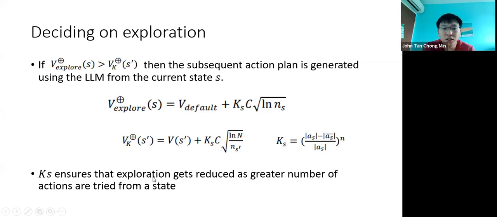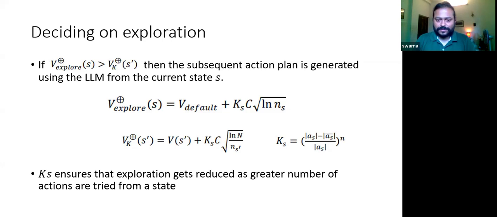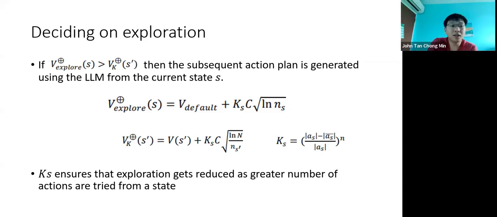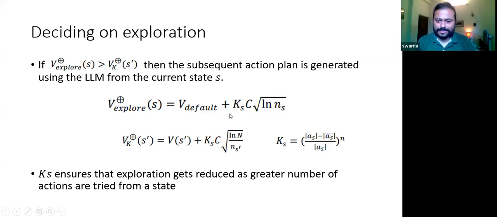I'm just curious, is this a well-known equation or did you come up with it for this case? This is not quite a well-known equation, so we just came up with it. The Q value we already know, but I have modified these metrics, adding this Ks term and all those things there.